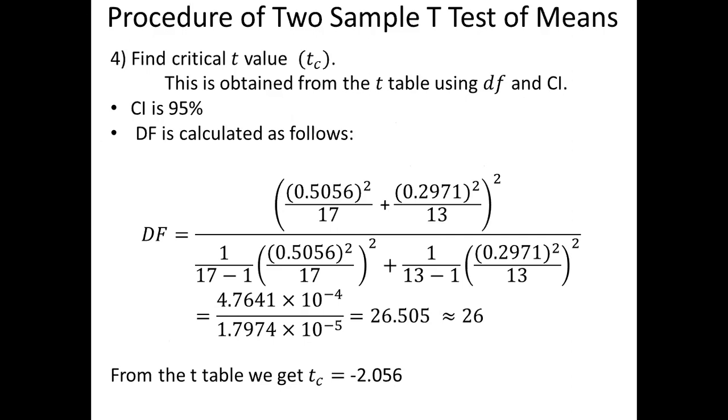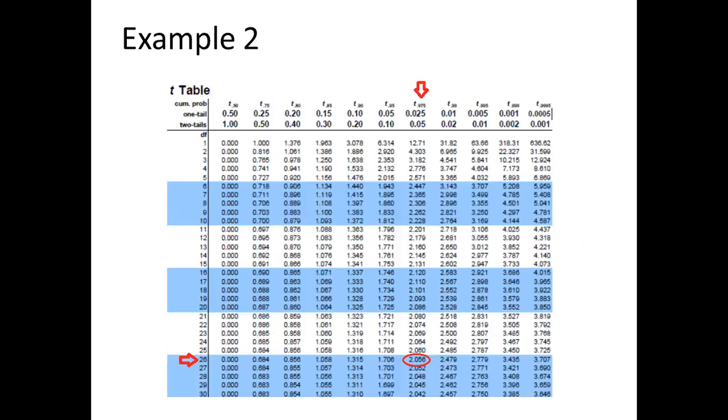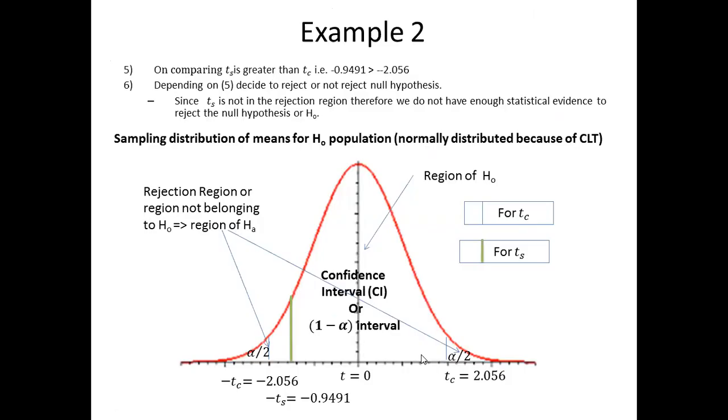For the case of unequal variance, this formula was discussed in detail in our lecture on estimation of the differences of mean. And when we plug in the values for df, we get an answer which is 26.505, which is approximately equal to 26. So the critical t value that we obtain from the table, which is shown over here, in the df row of 26 and in the two tail of 0.05, we get 2.056. So 2.056 is our critical t value.